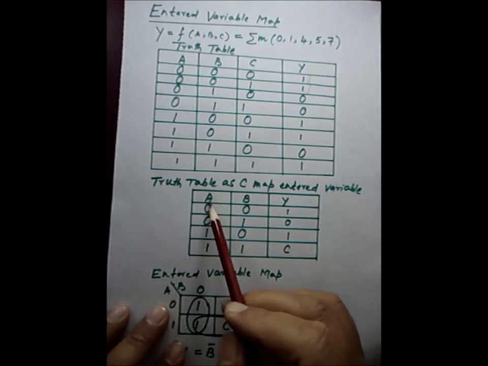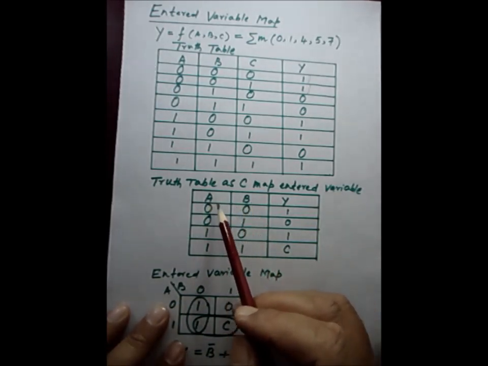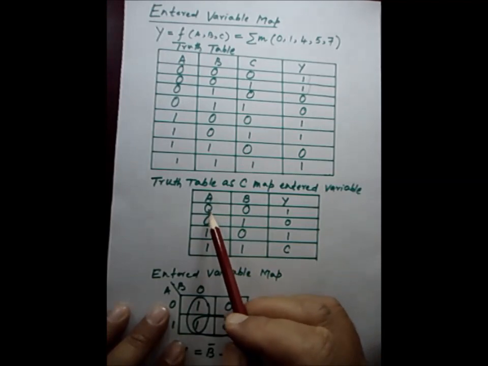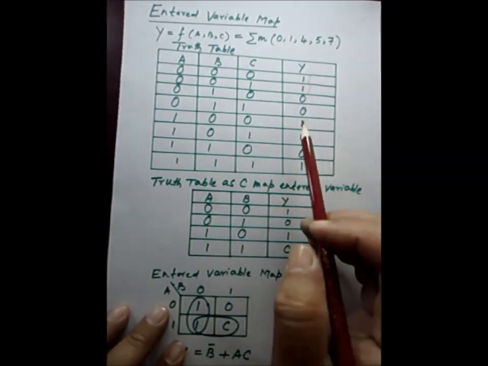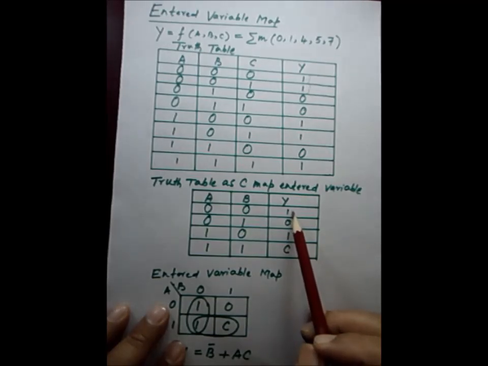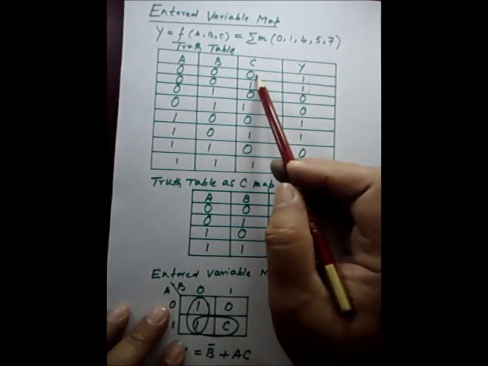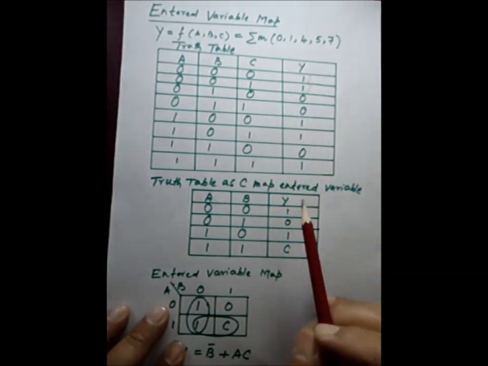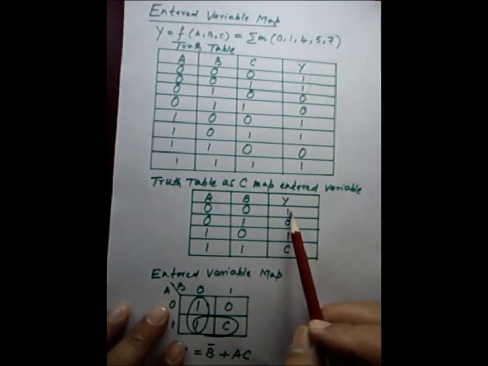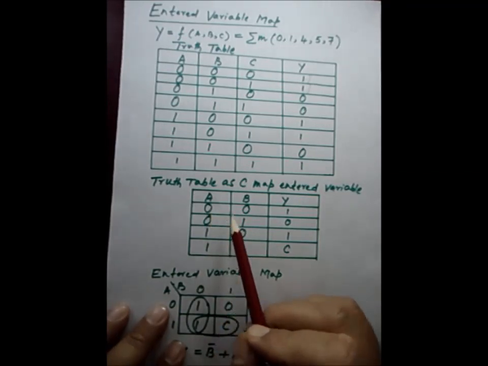It is known as the map entered variable. Therefore, if we write another truth table with A and B, for 0, 0, it is independent of C. Whatever the value of C, it does not matter: for C equal to 0, it is 1, and C equal to 1 is also 1. Therefore, we can write Y equal to 1 for A equal to 0 and B equal to 0.